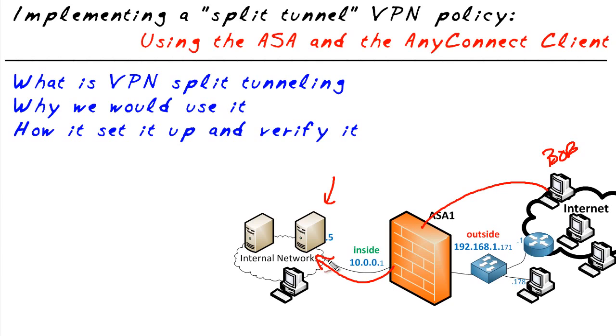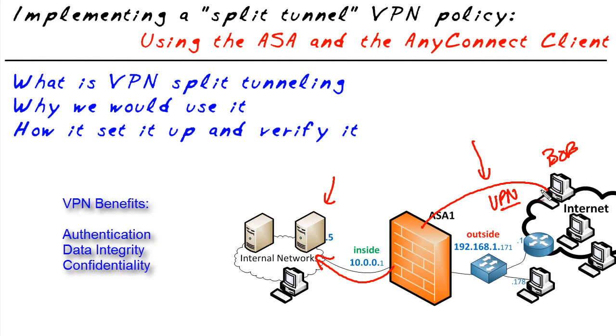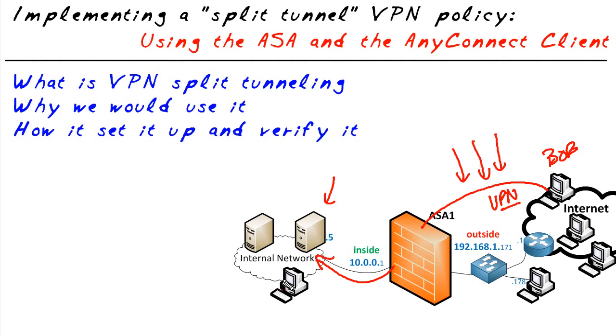to the internal resources. The benefit of this VPN tunnel is threefold. Number one, we're only going to set up the tunnel for people we trust. So we have authentication. We're going to make sure the data doesn't get manipulated in transit. That's data integrity. And due to encryption, we're going to make sure that data is protected. So anybody eavesdropping on the internet won't be able to make sense of the packets that we're sending across, but still we allow Bob to communicate with these internal resources.